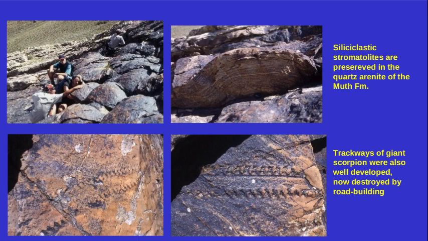This is something very interesting. See, the top left are siliciclastic stromatolites. It's rare that you see stromatolites in the quartzite because of replacement. And you can see the arches on the top right side. And these are the trackways of the giant scorpion, which is found only in Antarctica, Australia and India. And unfortunately, the ones which we had found so far in this section have been destroyed by the road cutting. You don't see it anymore. This is a fine photograph.